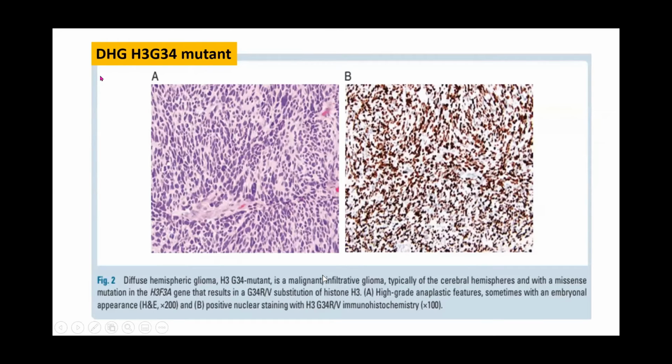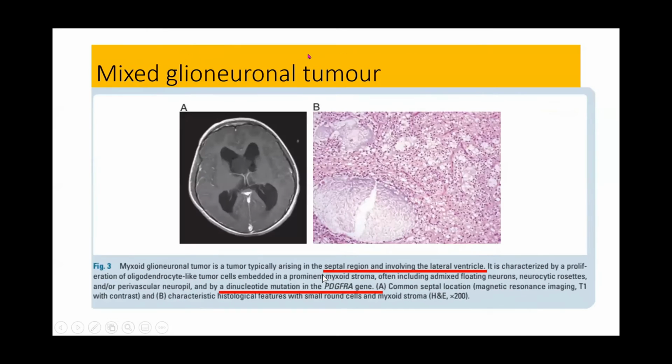And the hemispheric diffuse astrocytoma in children, which is H3 G34 mutant, on histopathology looks really primitive and almost looks embryonal. However, it is a glioma which shows this mutation. The surrogate marker for this mutation is an immunohistochemical stain which is easily available, and this must be done. Amongst the glioneuronal tumors, the entity of mixed glioneuronal tumor has been well defined.